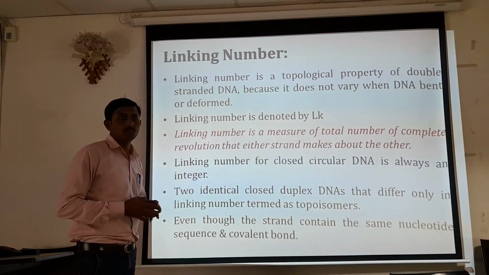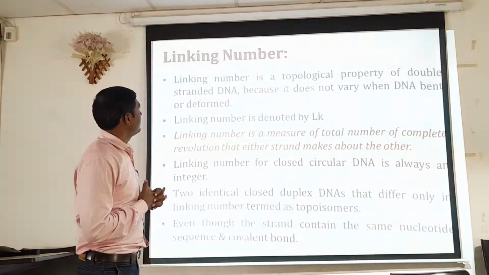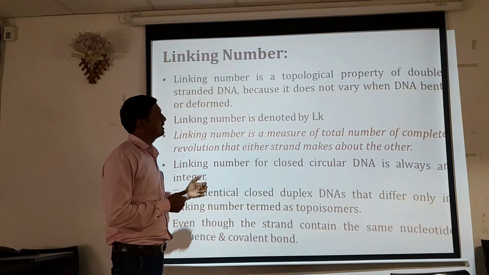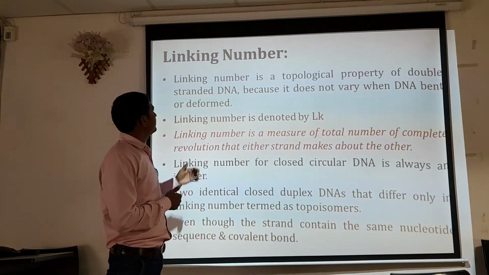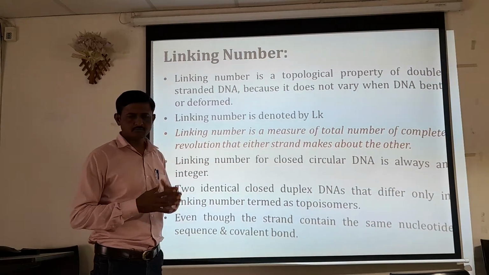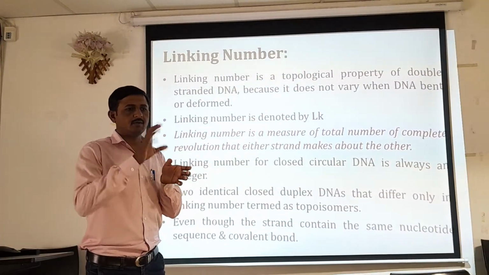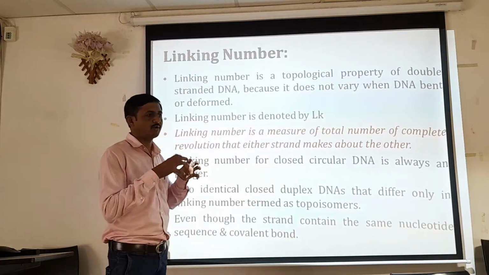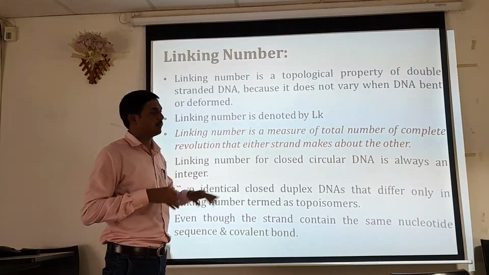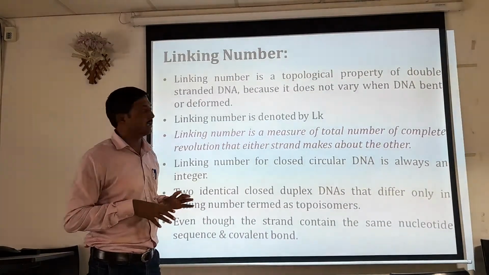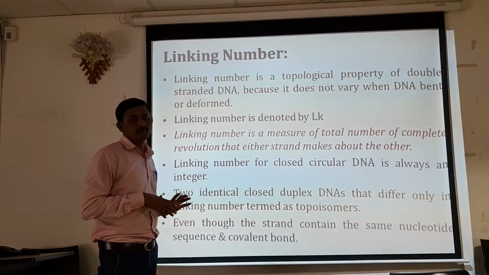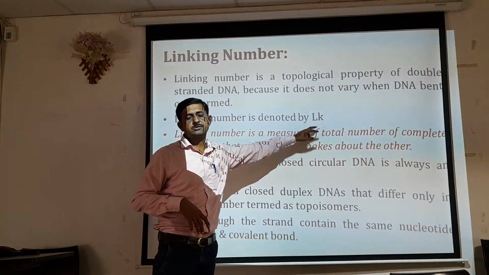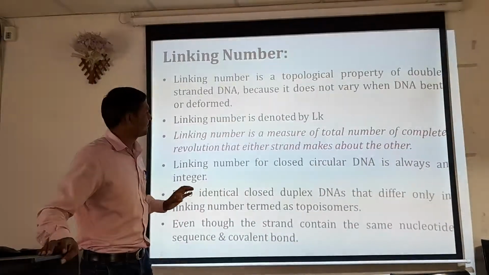Now, linking number, another property of DNA. Linking number is a topological property of double-stranded DNA because it does not vary when DNA bends or deforms. Simply, it is the twisting of one strand around another strand, and the number of times it is twisted around is called the linking number. Linking number is denoted by Lk, capital L and small k.